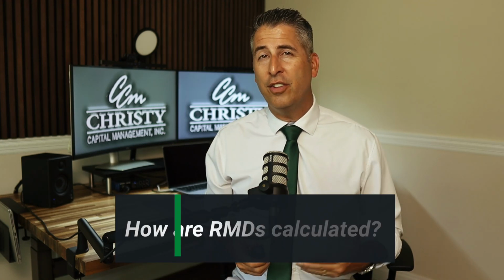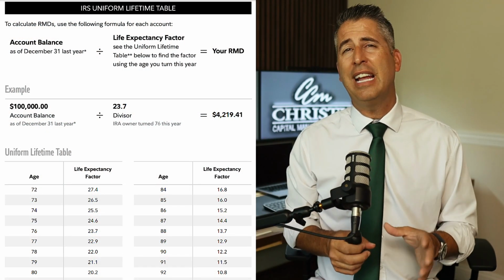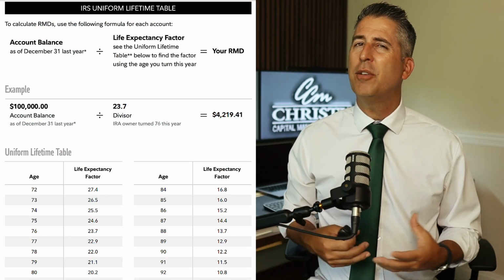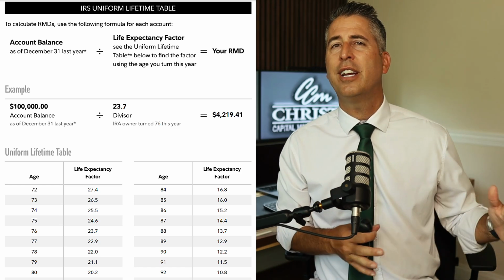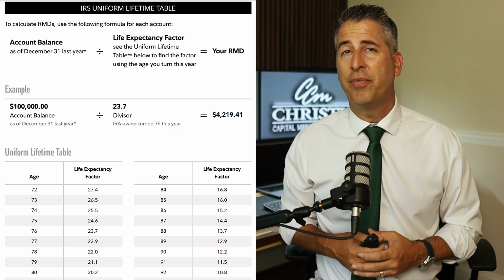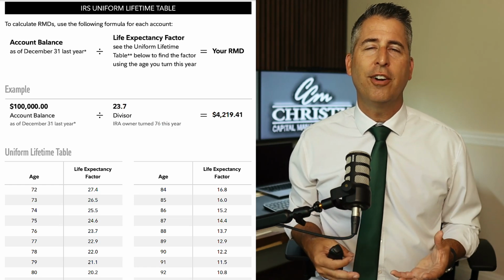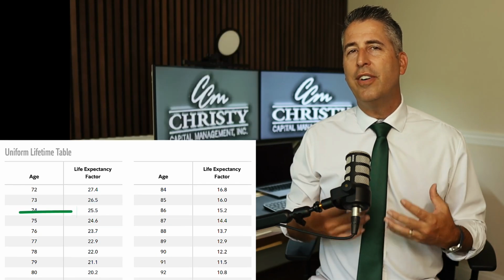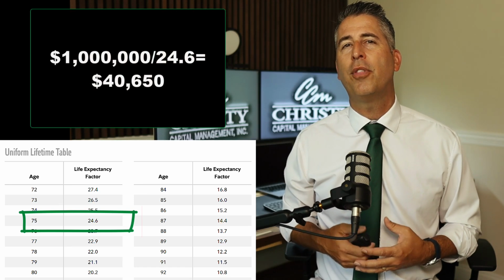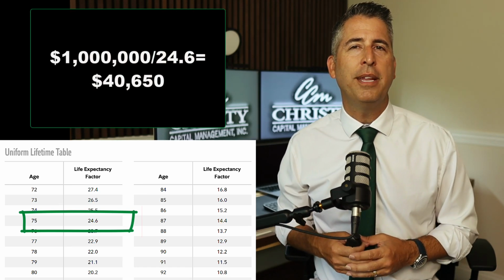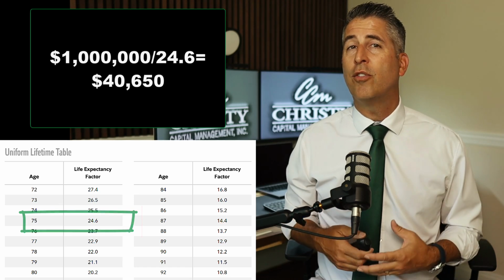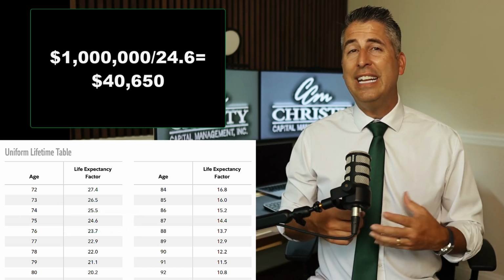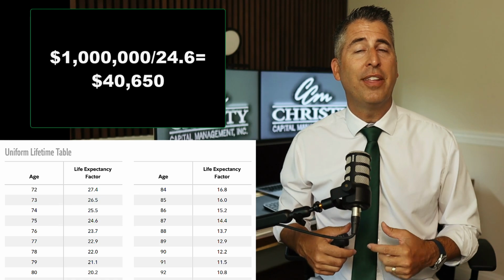The second frequently asked question is, how are RMDs calculated? The uniform lifetime table is the most used. You can see here that there's an age and then there's a life expectancy factor. And so you take your December 31st end of the year balance of your traditional retirement account and you divide by this factor. Let's say that you've got $1 million of traditional IRA and you're 75 years old. You would divide by 24.6 and come up with a $40,650 RMD. That's the amount that you'll be required to withdraw from your traditional account. You can see that each year the life expectancy is going down, and the lower that number, the larger your required minimum distribution will be.